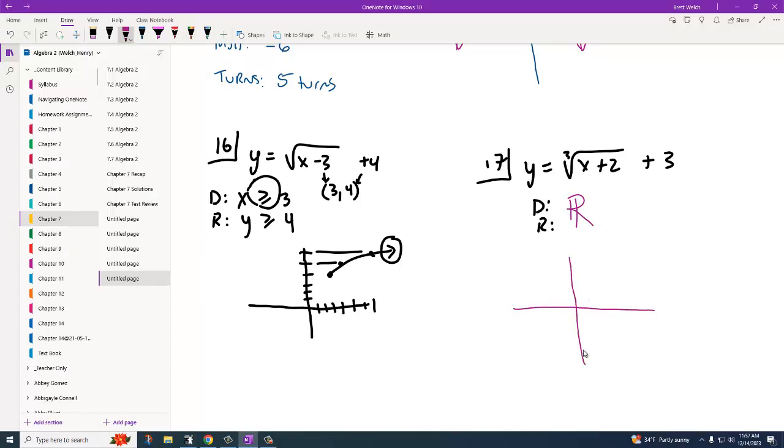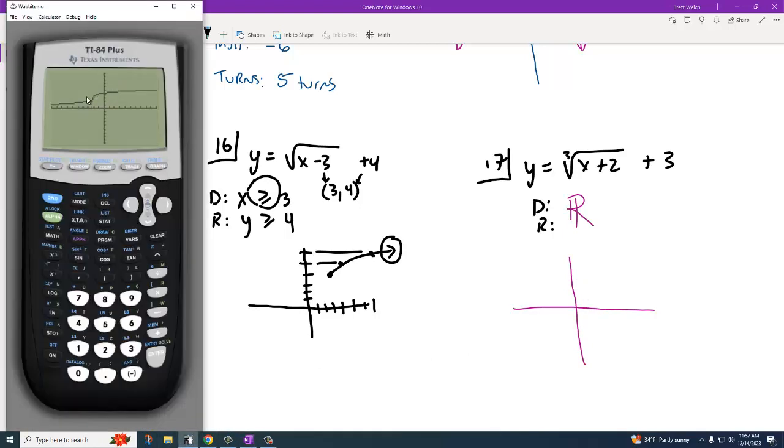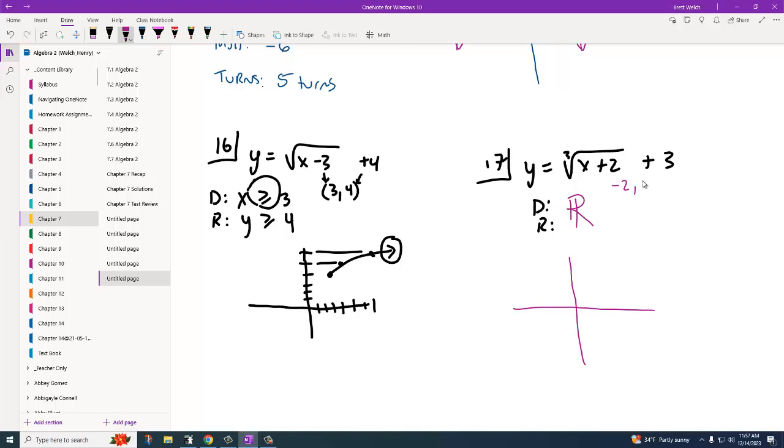But I need to know where this graph is centered in that double bend. And it's going to be over here somewhere. Sure enough, if I look at the equation, it's the opposite of what's with x, which would be -2, and whatever is added at the end. So -2, 3 is the center of my graph, if you will.